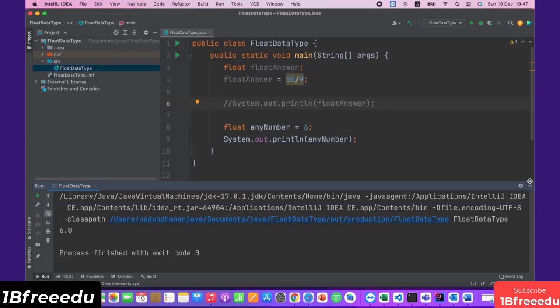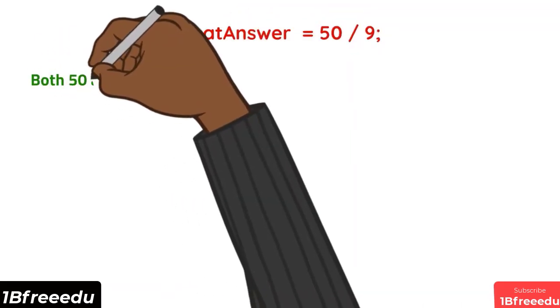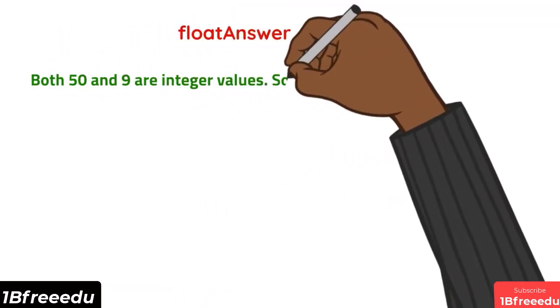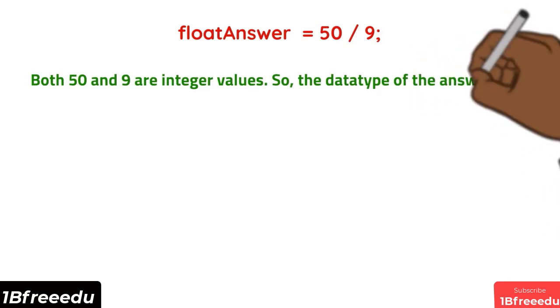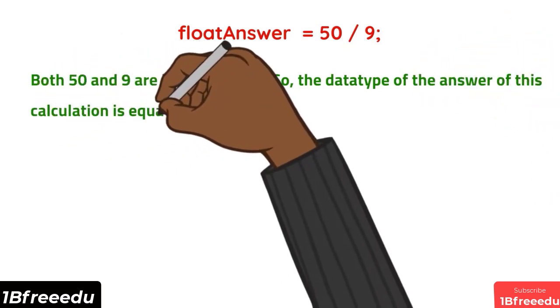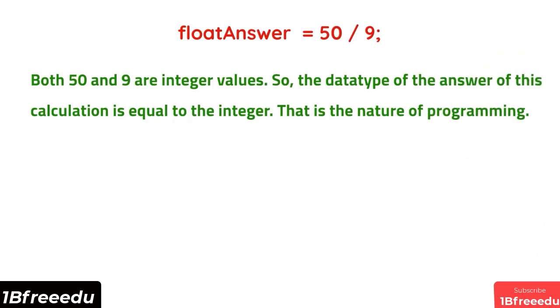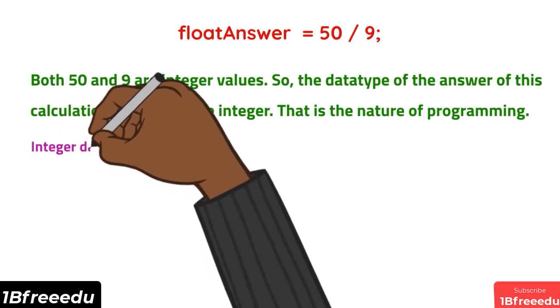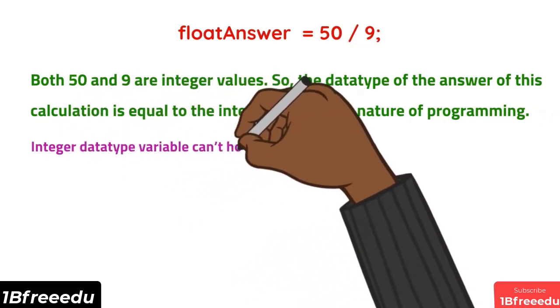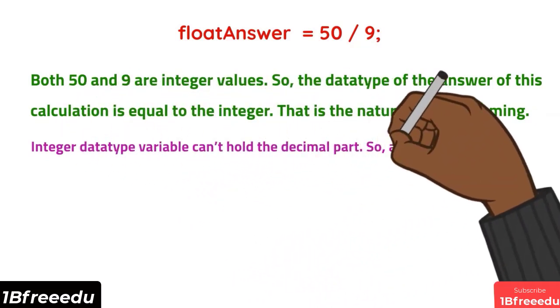Okay, so what is the relationship between this example and the previous calculation? Let's move to the previous calculation. Here, you can see both 50 and 9 are integer values. So, the data type of the answer of this calculation is integer. That is the nature of programming. Also, we know an integer data type variable can't hold the decimal part.